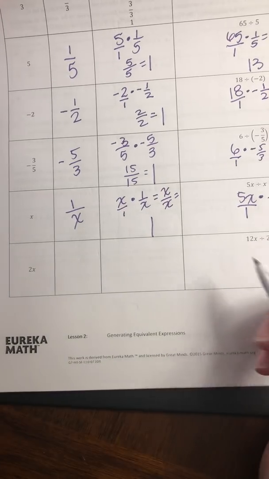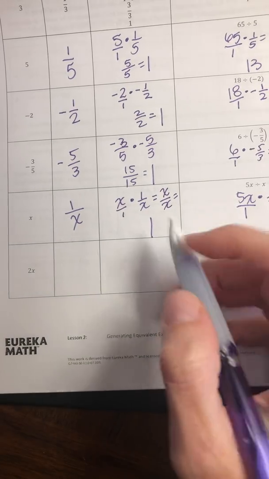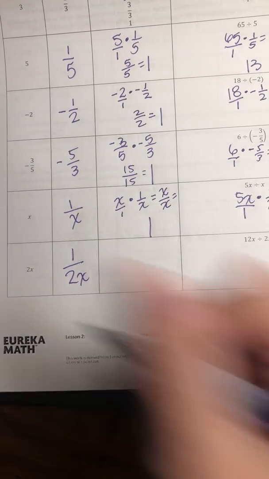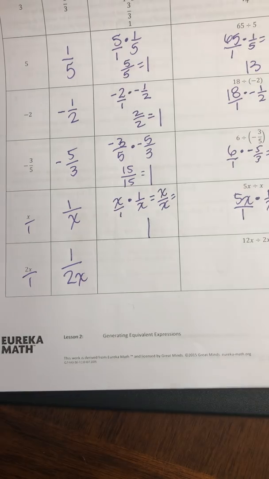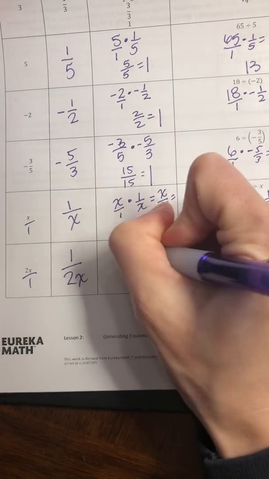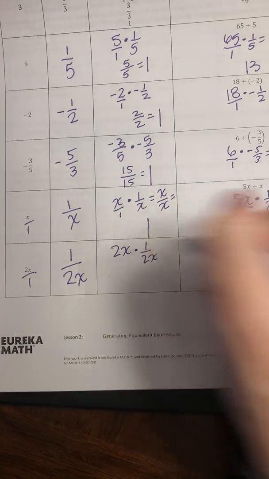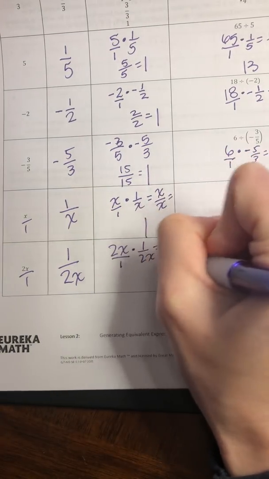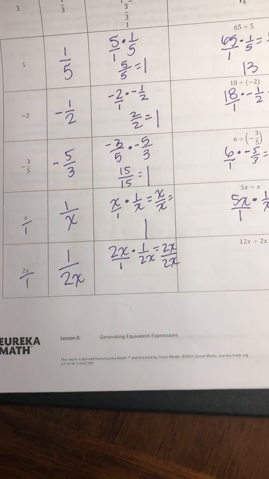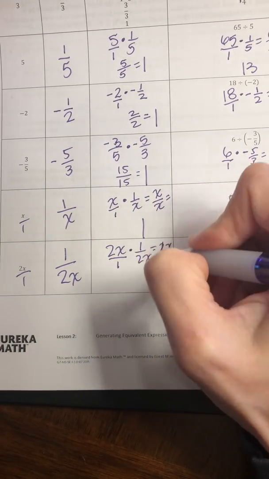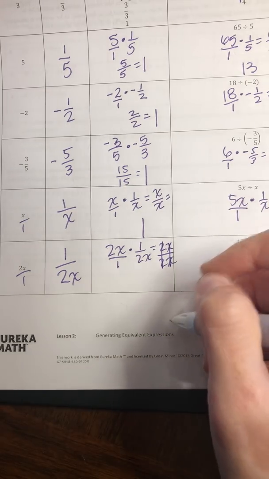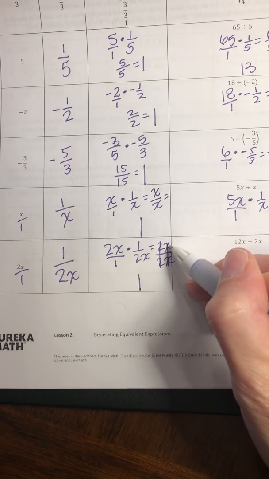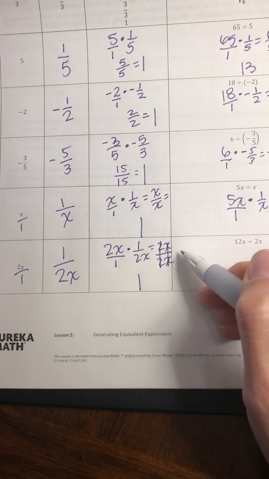And last one, 2x. The multiplicative inverse of 2x is 1 over 2x, because you just flip it over. We could have done this to those if you needed to. So 2x times 1 over 2x, whole numbers go over 1. We get 2x over 2x. That top and the bottom basically cancel. So we end up with 1. 2 divided by 2 is 1. X divided by x is 1. 1 times 1 is 1.